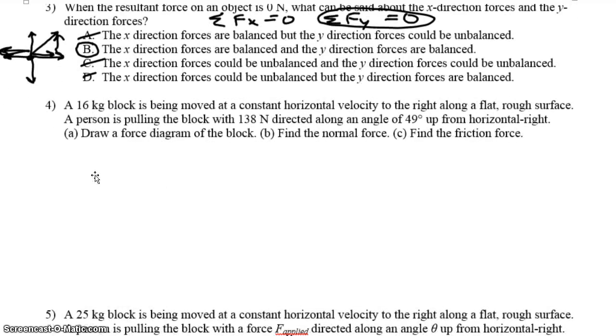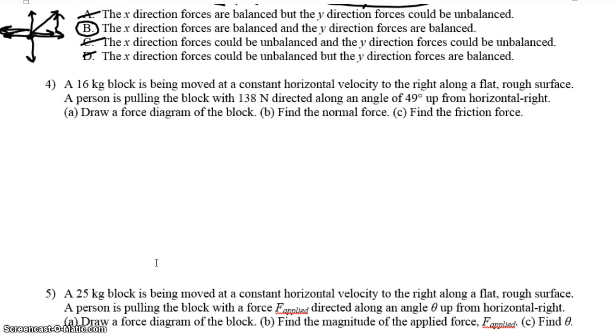Number 4. A 16 kilogram block is being moved at constant horizontal velocity, underline that, along a flat, rough surface. Rough means we are going to have some friction. A person is pulling with 138 newtons directed along this angle, and we have to first draw a force diagram. I'm going to make mine a free body diagram with just a dot. The person pulls at this angle with 138. What is the angle? It's 49 degrees.